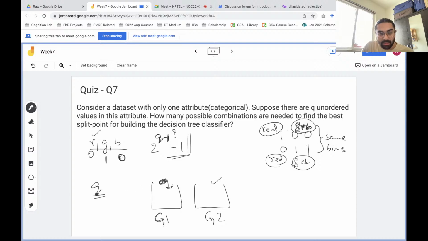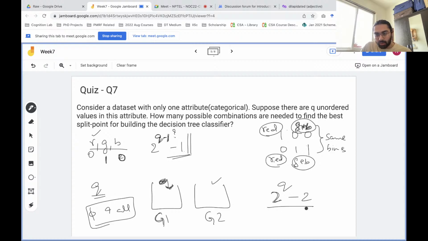Now how many possible things could you choose from q? It is basically 2 power q, the possible number of subsets that I can choose from q possible values, right? Once I fill whatever is there in this g1, the remaining will go into g2, which is fine. But now the issue is that the two sets, phi and the full set, are not valid, because I want at least one element in both of these groups. So minus 2 I will do, making sure that each of them has at least one element.